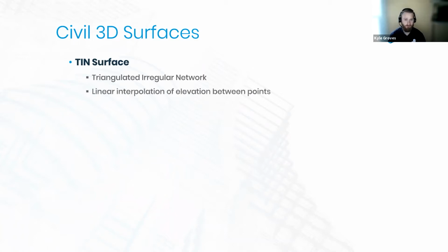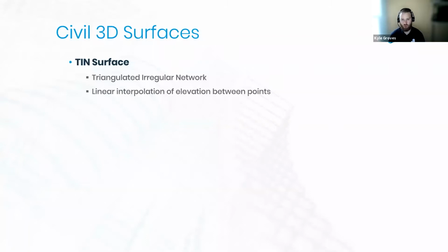Let's work over our Civil 3D surfaces. The primary type of surface that we're going to be using is called a TIN surface. What TIN stands for is a triangulated irregular network. This is going to have a couple of different implications as opposed to a perfect grid type surface, mostly the fact that we get to have points that are not on that perfect grid, and they're going to be connected by these lines.